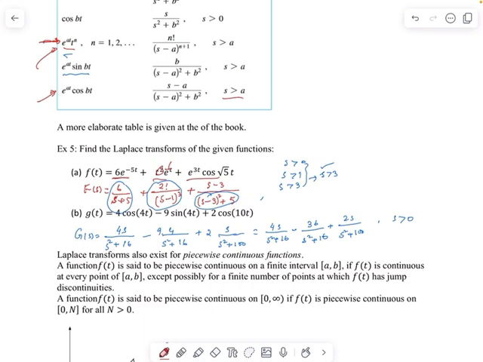Okay, now the next one. So this should be simple. We have no product, just a single function in each, and you can see.